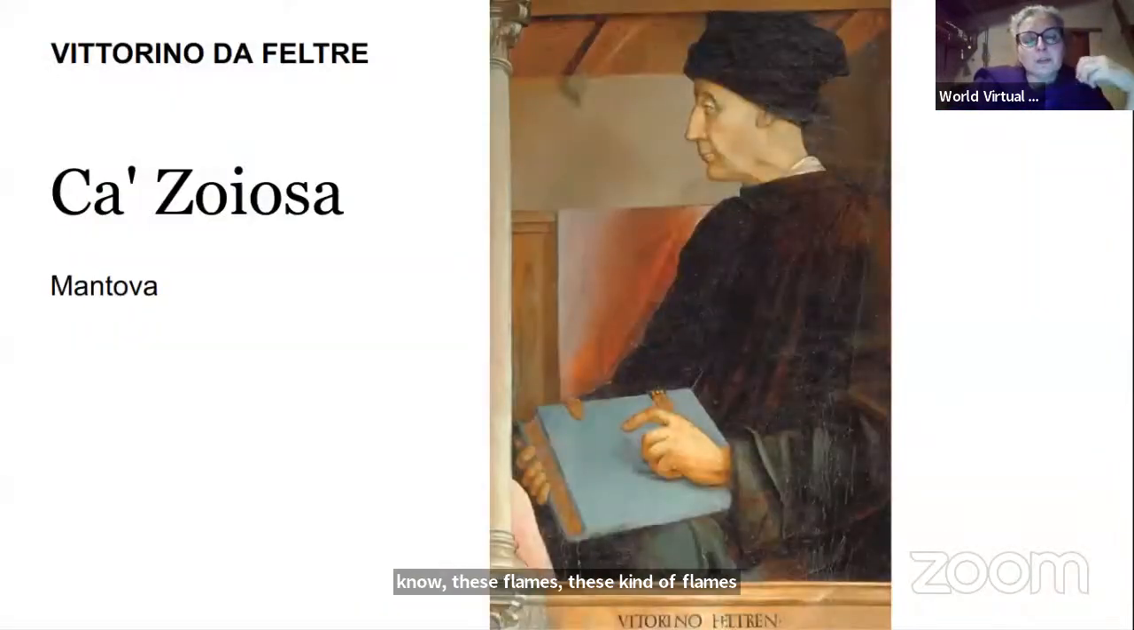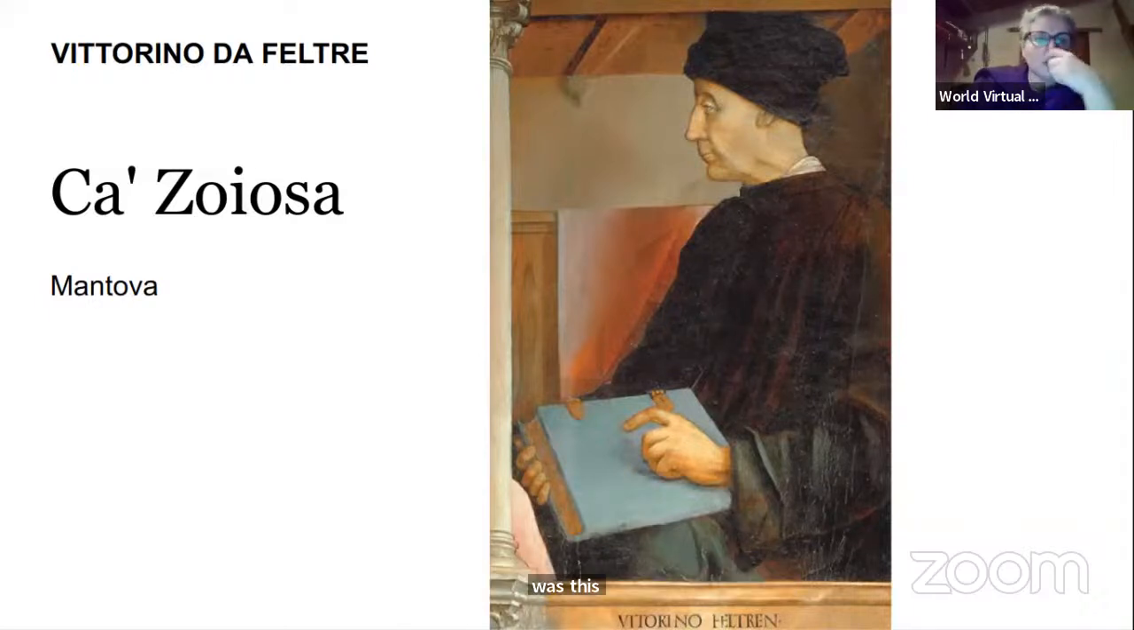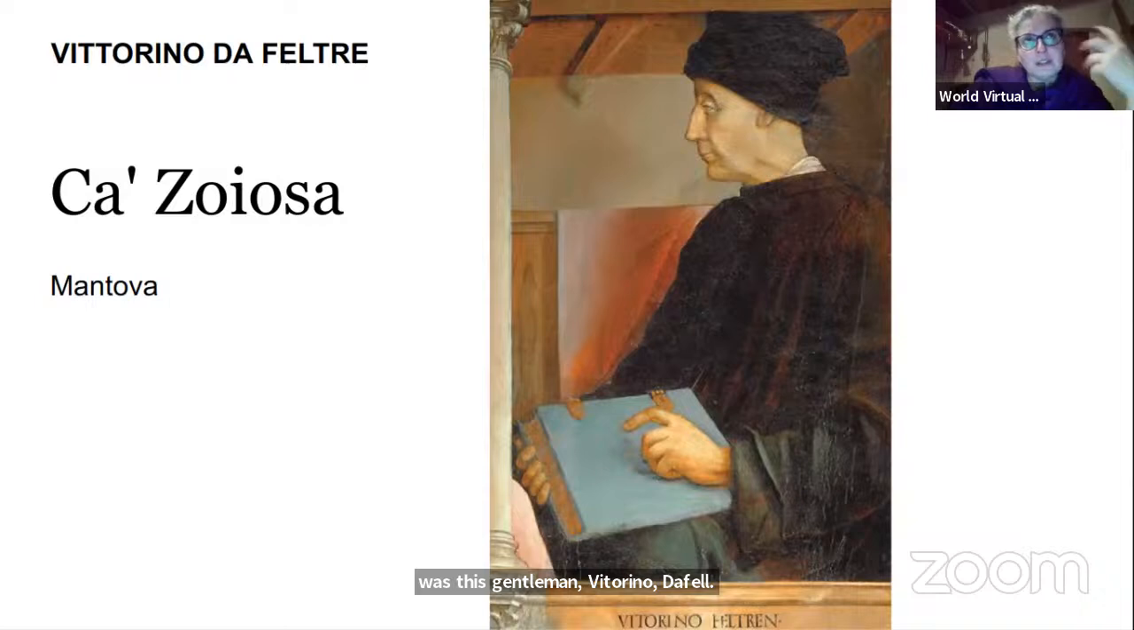Okay, and then he's sent to Mantova. In Mantova, there was this gentleman, Vittorino da Feltre. He was a teacher, a philosopher, a humanist, and he had founded this kind of school in the Casa Gioiosa.